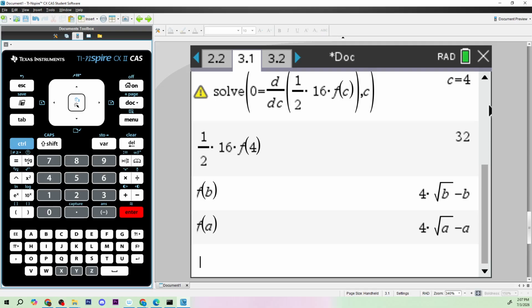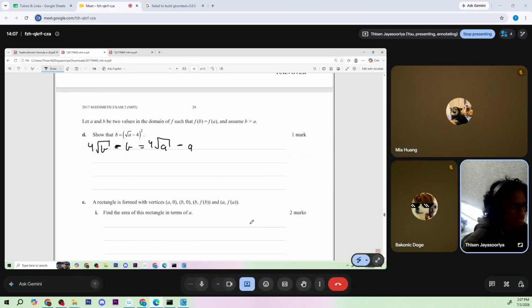It says here, let a and b be two values such that f of a is f of b. So here, we know that 4 root b take away b equals 4 root a take away a. So we know that for a fact.